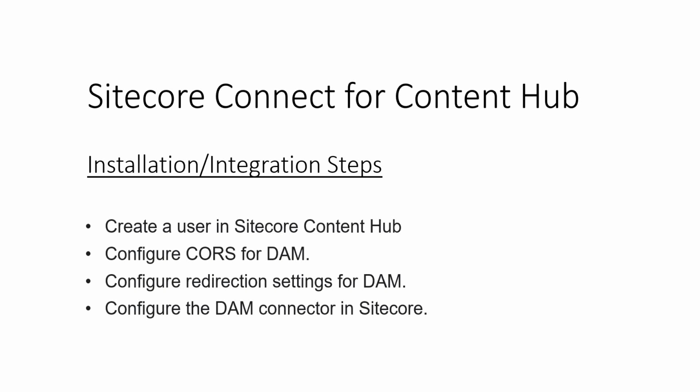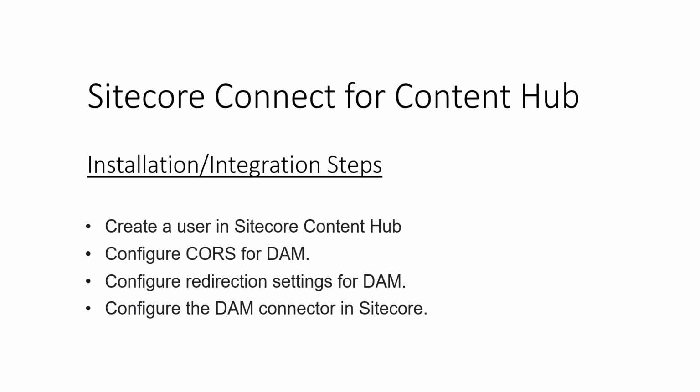There are a few steps we have to follow for this connector to work properly. The first thing is we need to create an account in Sitecore Content Hub. Second, we also need to configure cards for DAM so that we can connect our Sitecore application to Content Hub. Then we need to set up some redirection settings directly on Sitecore DAM. And finally, we need to configure our Sitecore for this DAM connector. So let's see all these steps in detail.